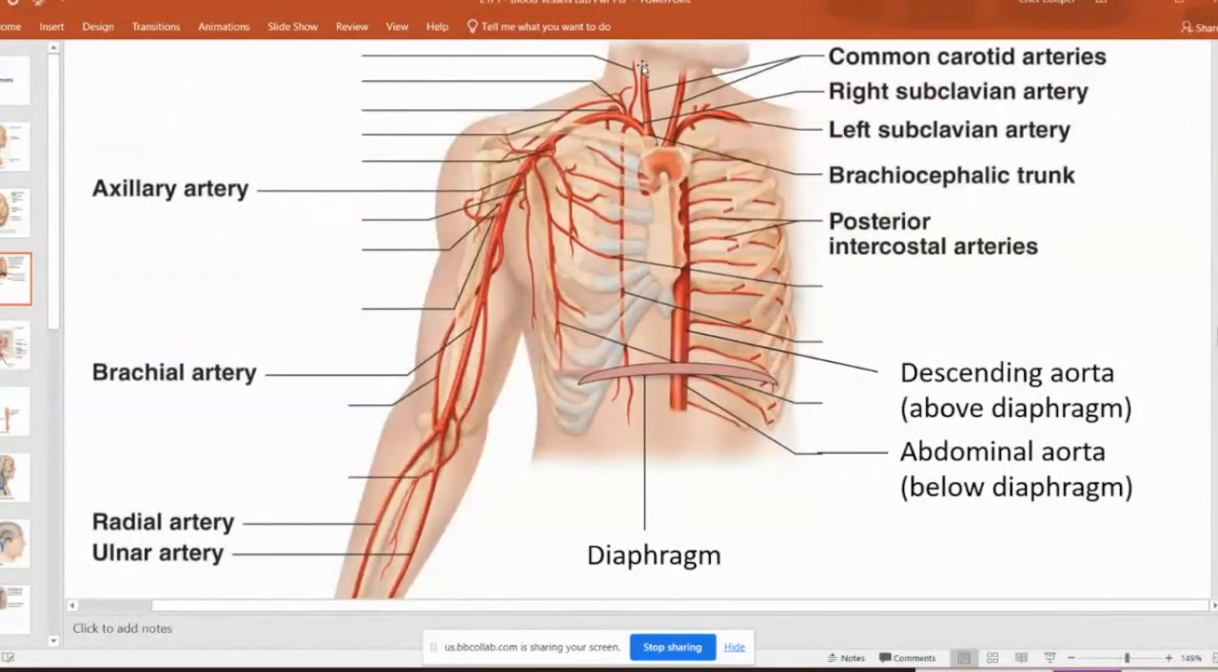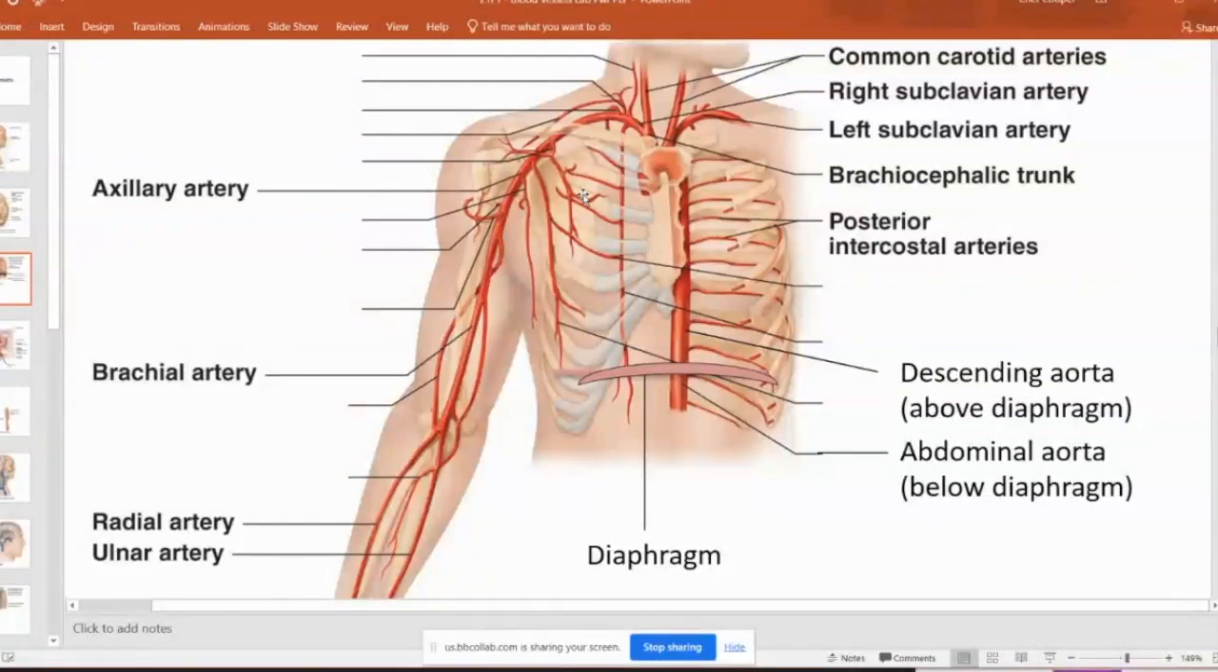Okay, so we did these up here. What are these two called? Common carotid arteries. Good. What are this one and this one called? Subclavian arteries. Look at this. See all these little branches? We're not doing them. Don't let it freak you out. See these others that are all crawling down here? We're not doing them. Don't let that confuse you. We're only doing the major ones.